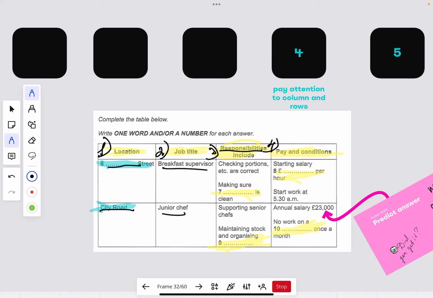Okay, now let's move on to the seventh one. So seventh one is something is clean. So it means there should be a noun. So make sure something is clean. So it was equipment in our case. Yeah, equipment.